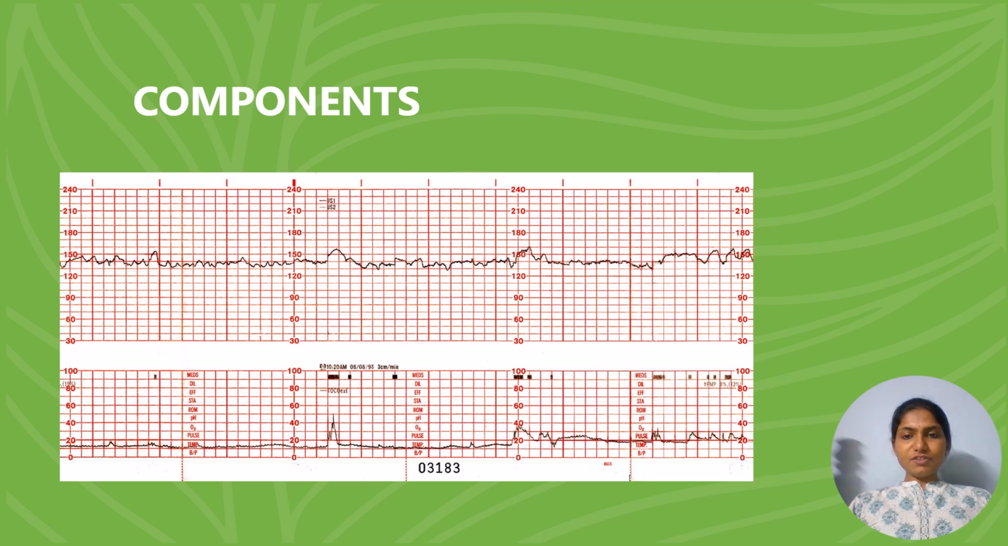And then in this strip we can see around 2 accelerations. In these 2 accelerations, the FHR is increasing by 15 beats per minute, lasting at least 15 seconds. And there are no decelerations seen in this strip. So we can interpret this as a normal CTG, and we can also see that there is no uterine activity. So I think this is an antenatal CTG.